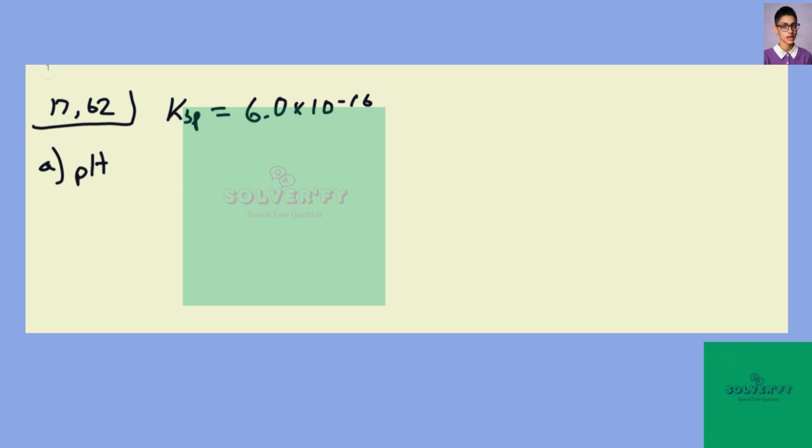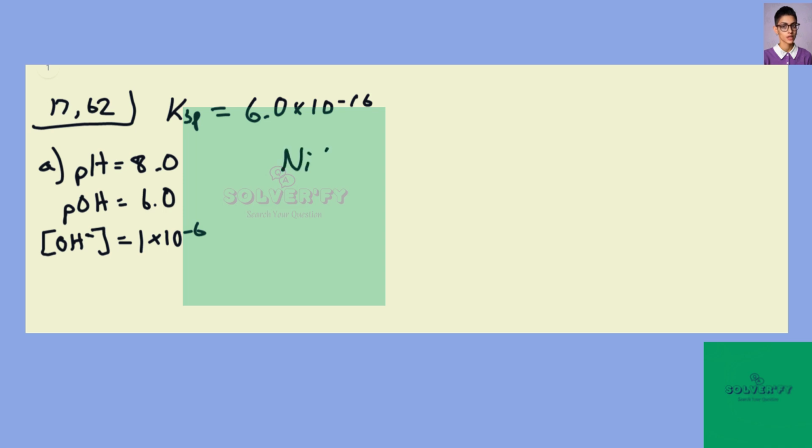So in part A, we're asked about pH of 8. So if you have a pH of 8.0, we're going to have a pOH, which is 6.0, which means our hydroxide concentration is equal to 1 times 10 to the minus 6. So we can write over here our equation for the dissolution of nickel hydroxide into nickel 2 plus and 2 hydroxide ions.